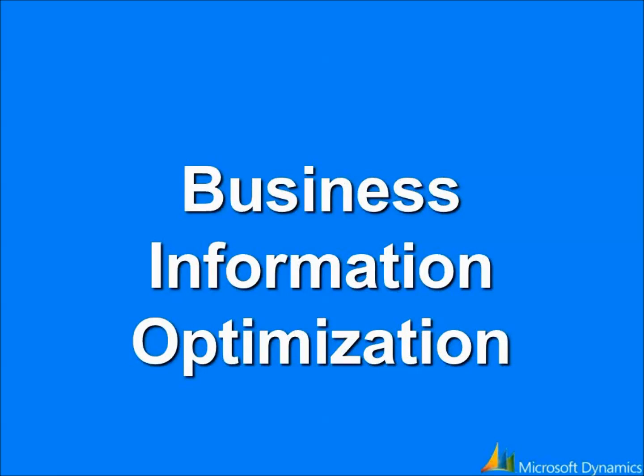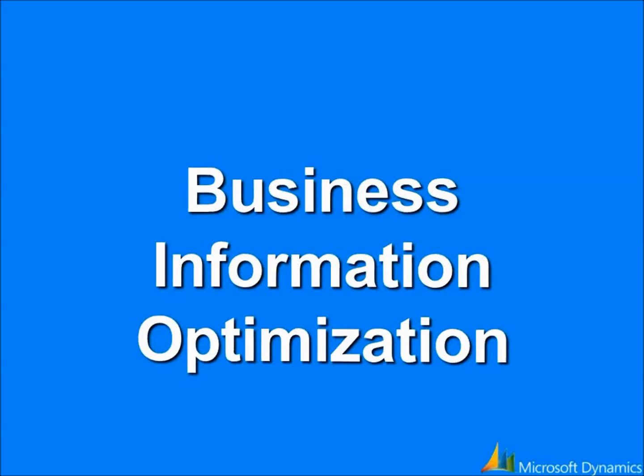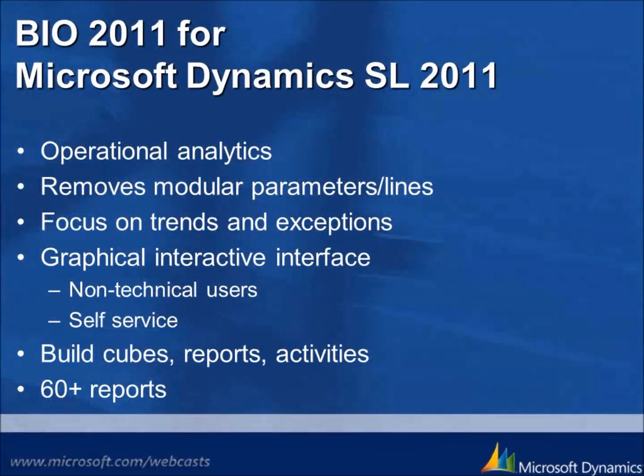All right, so we've kind of touched on some things that happened over the last year. Here's another thing that came out with SL 2011. And this is called our Business Information Optimization product. It was called, some people, the name we call it a lot of times is BIO 2011 for Microsoft Dynamics SL 2011. Now, where we were showing you before the ROI screen, which you're very familiar with, transactional type data.